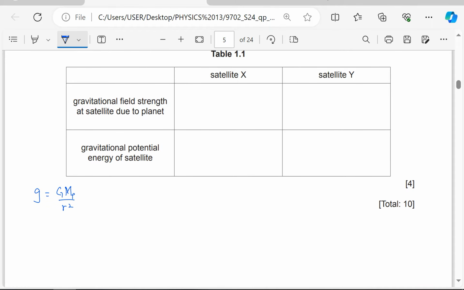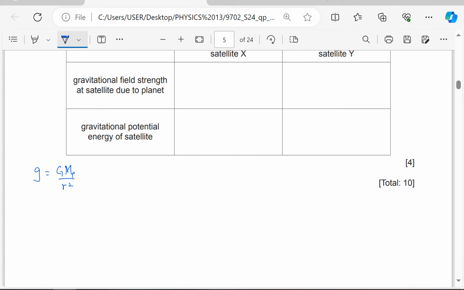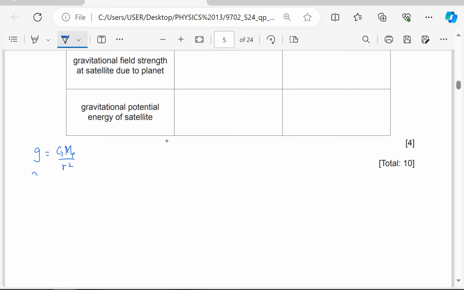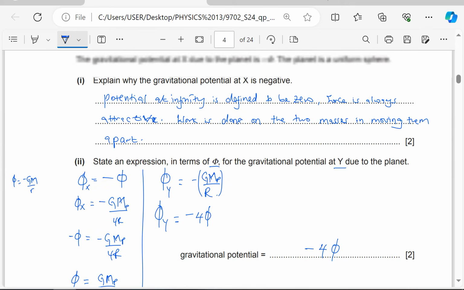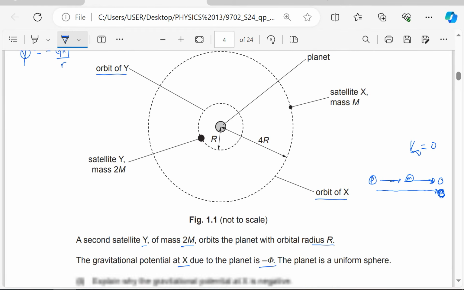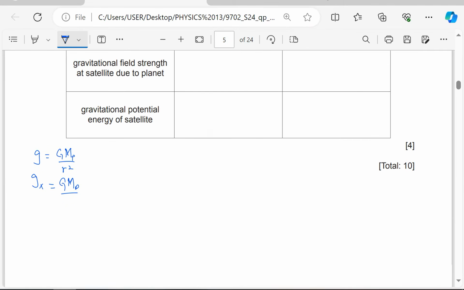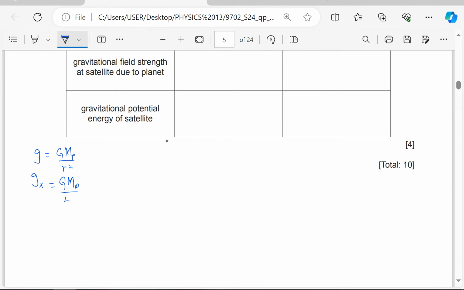It is not depending on the mass of the satellites. So let's consider gravitational potential at point x. This will be capital G, the mass of the planet, over the distance from the center to the satellite x. Orbit x is 4r, so I'll put 4r here, but this should be squared. When I square this, it gives me 1 over 16 times G, the mass of the planet, divided by r squared.